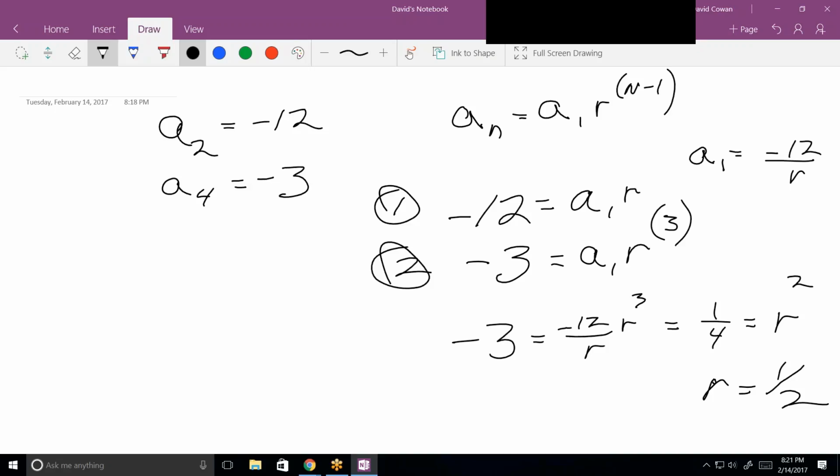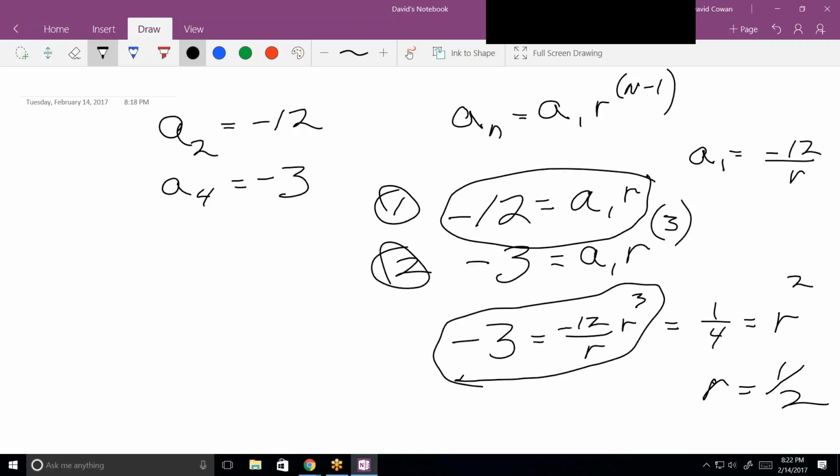I solved equation 1 for a sub 1, because we know a sub 1 is the same for both of these. And a sub 1 came out to be minus 12 divided by r. So I went to equation 2, and I substituted that for a sub 1, giving me this equation. Simplified down gives you r squared equals plus 1/4, making r equal 1/2. And once you know that r is equal to 1/2, now I go back into that. If r is 1/2, a sub 1 must be minus 24. Now I know what a sub 1 is, minus 24.